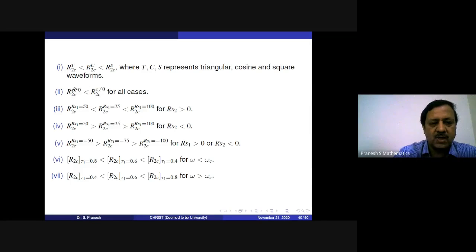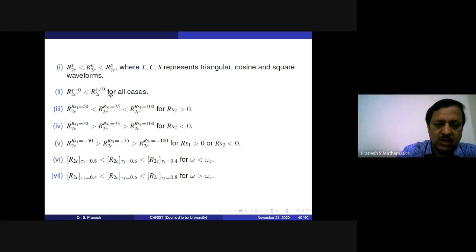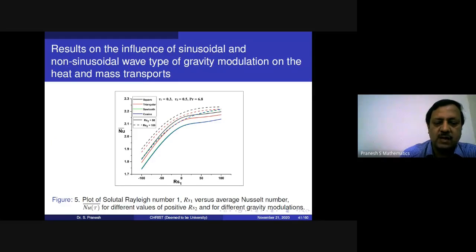The Rayleigh number is, that is, the system becomes more stable when we have modulation here. Like that, the different cases, the results that we obtained here, and these are the results for heat and mass transfer. I'll explain this at the end.